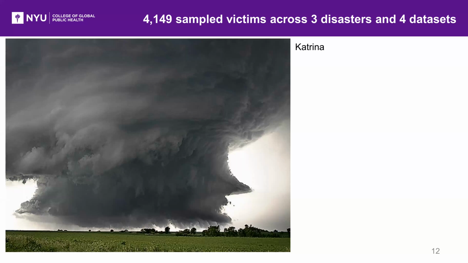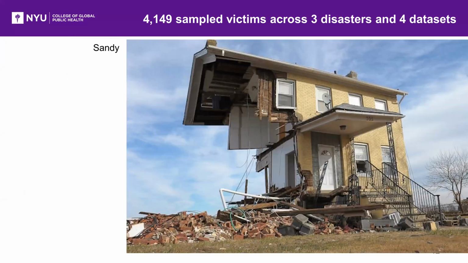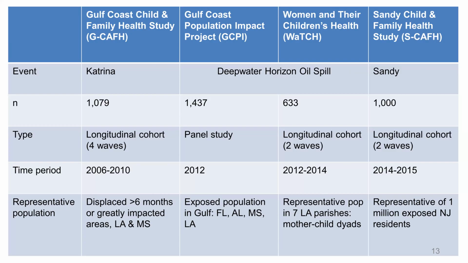Very briefly, I'm also going to show you how we've looked across multiple disasters to ask whether there is a generalizable effect. Essentially, are the disaster effects unique to the disaster or are they generalizable? So we look across Katrina, the oil spill, and Sandy. We have 4 different cohort studies that we used for this purpose. I'm not going to go into details now; I will leave the slides for you to look at.